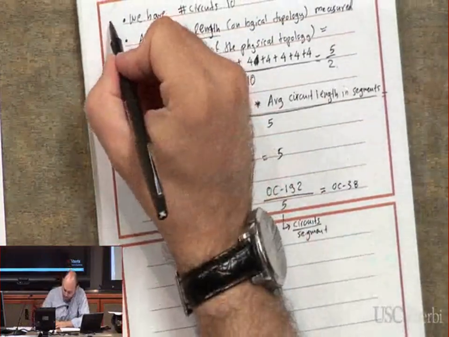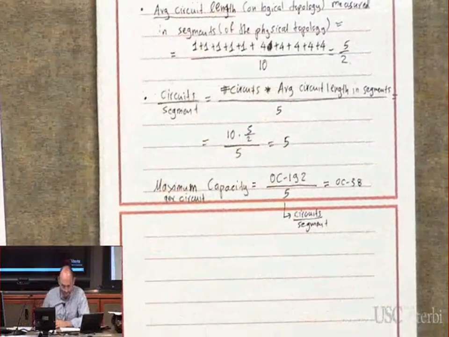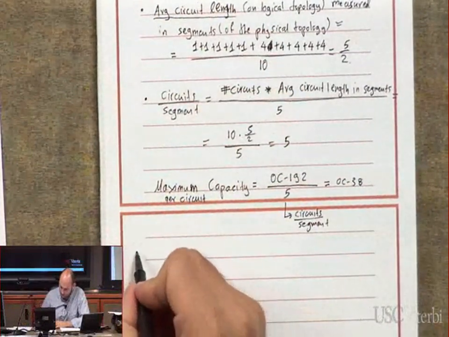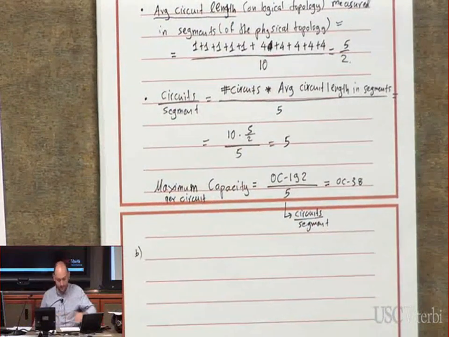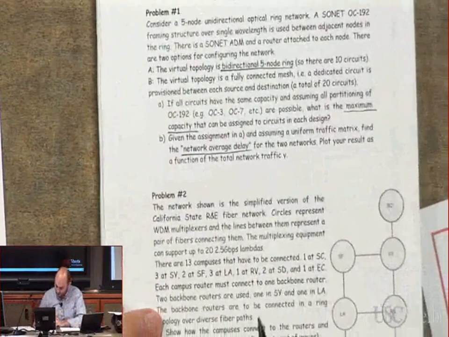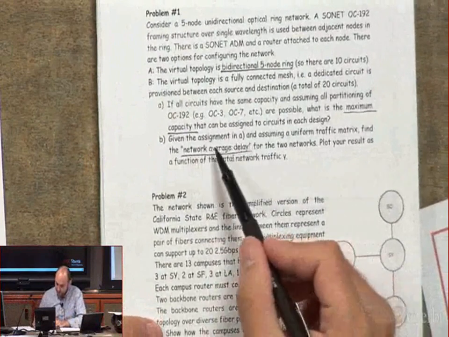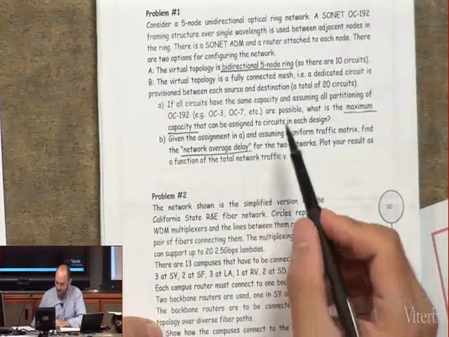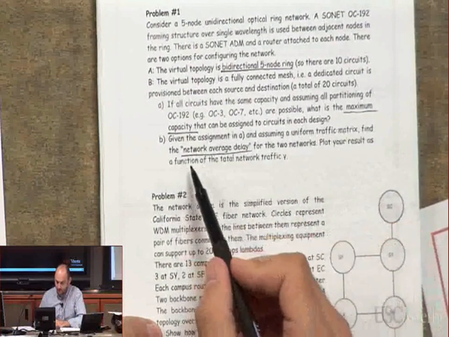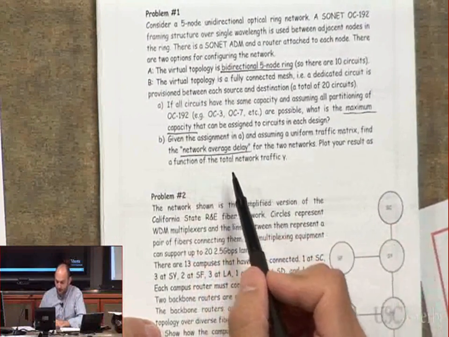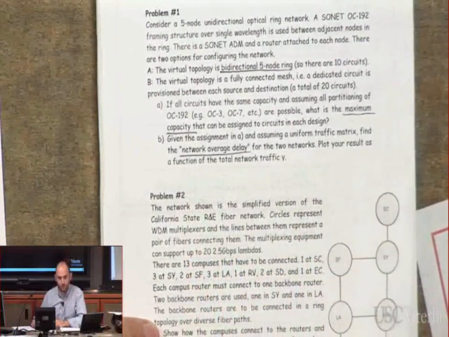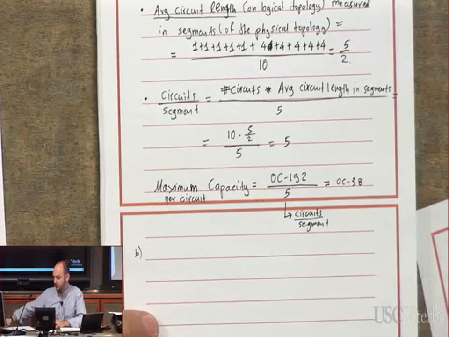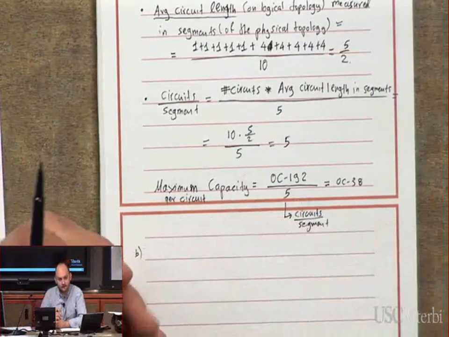So that was for part A, and we want to do the same for part B, which is the delay. The second question over here is asking for, given the assignment in A and assuming uniform traffic matrix, find the network average delay for the two networks and plot your results. So I want to calculate the network average delay.